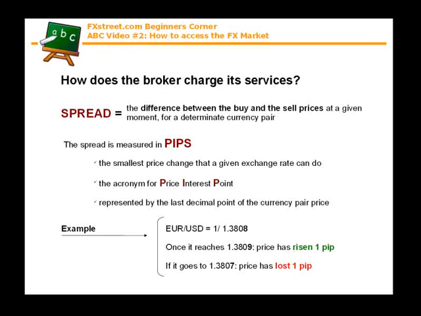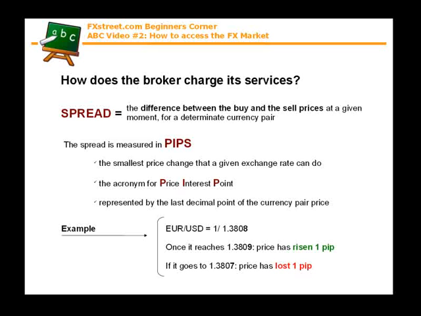Anyway, how does the broker charge for its services? Well, with what we know as spread. This spread is the difference between the buy and the sell prices at a given moment for a determined currency pair. The spread is measured in pips. A pip is the smallest price change that a given exchange rate can make. It's the acronym for price interest point, and it's represented by the last decimal point of a currency pair price.